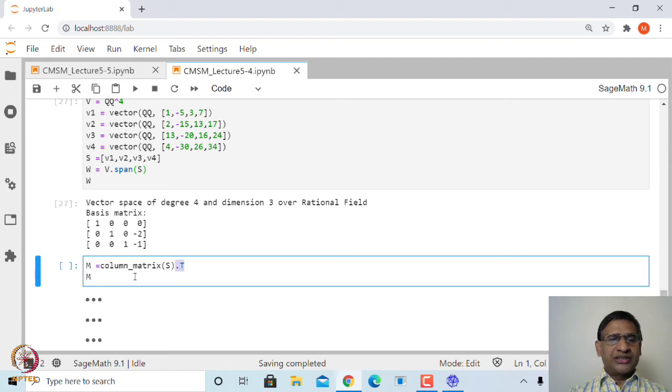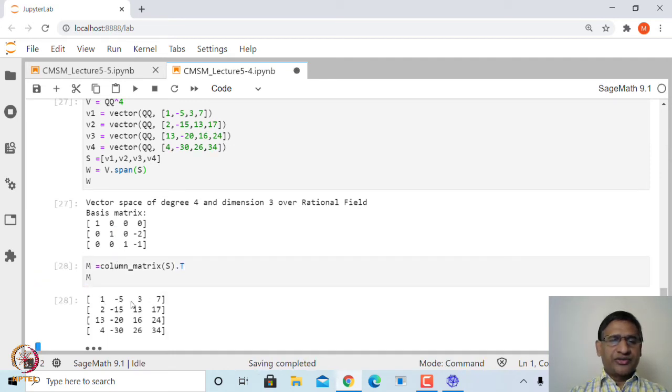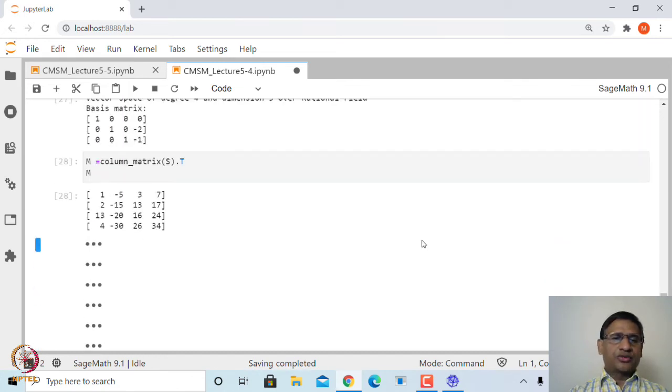So this M is now a matrix whose rows are v1, v2, v3, v4. You can just look at it: this is the first row, this is the second row, third row, and fourth row. You can compare with v1, v2, v3 and v4, right. So this is a matrix. Now apply RREF on this matrix.